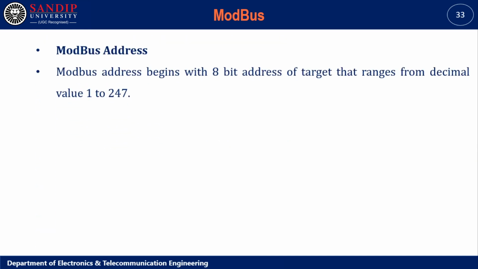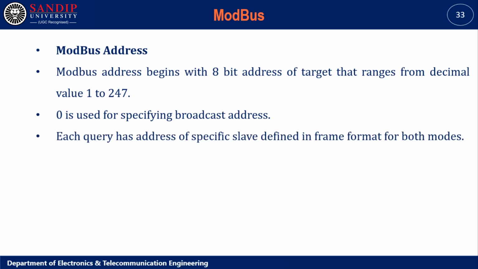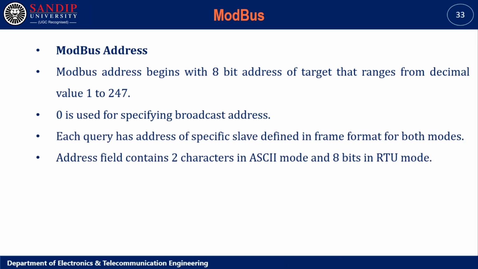Modbus address. The Modbus address begins with an 8-bit address of the target that ranges from decimal value 1 to 247. 0 is used for specifying the broadcast address. Each query has the address of a specific slave defined in the frame format for both modes. The address field contains 2 characters in ASCII mode and 8 bits in RTU mode.